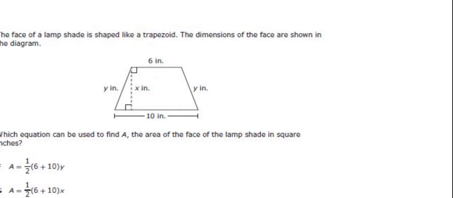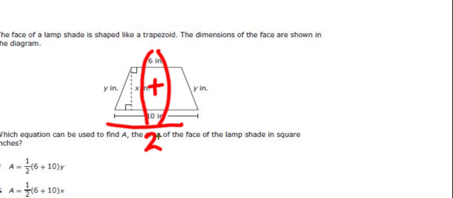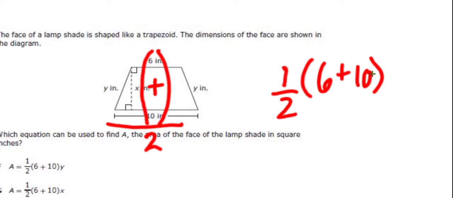We have the area of a trapezoid. So for the area of a trapezoid, we're going to add the two bases, multiply by x, and then divide by 2. So we have 1/2 times 6 plus 10 times x.